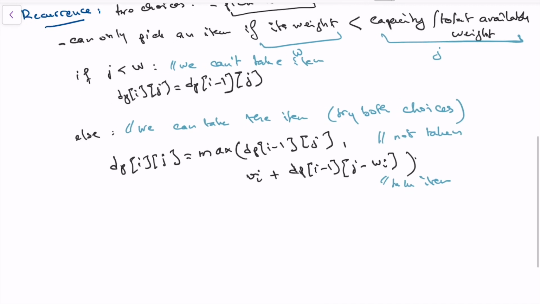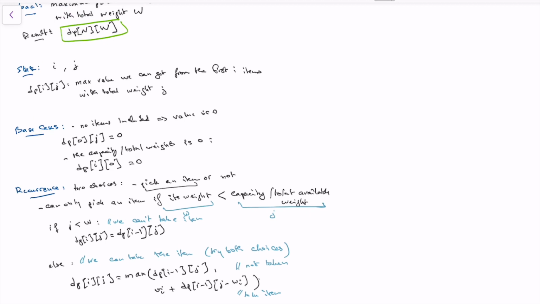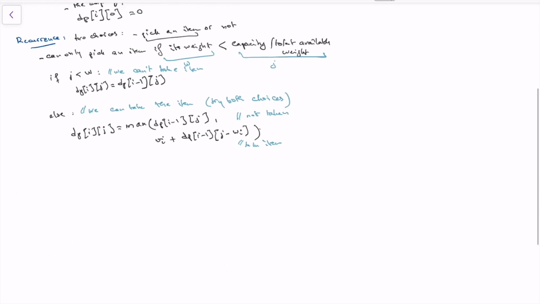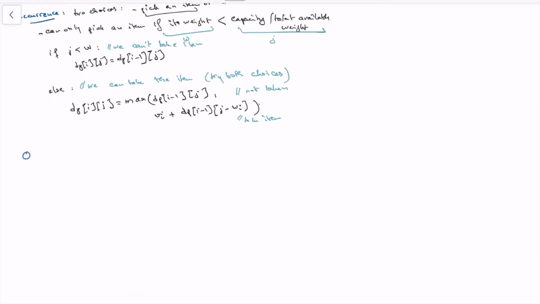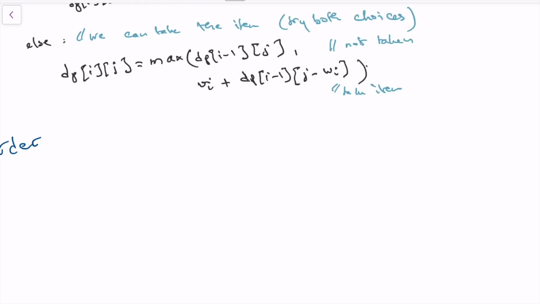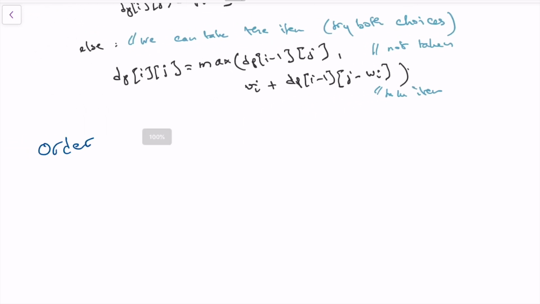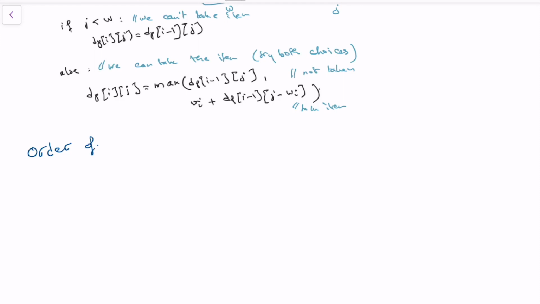Okay, so now let's go to the next step. Now that we have our goal, our state, base case, and recurrence, we need to know what is the order of iterations of our for loops. So, order of iteration.